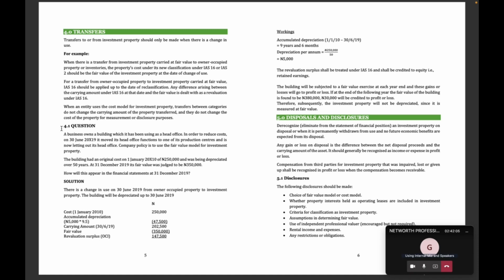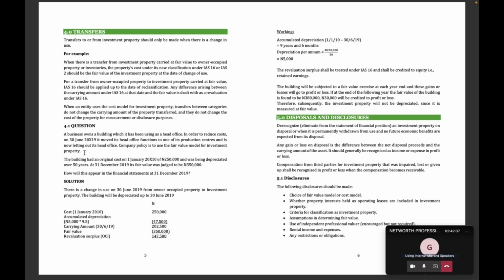If you look at this question, 4.1, it says that a business owns a building which it has been using as head office. In order to reduce costs, on 30th June 2019, it moved its head office function to one of its production centers and is now letting out its head office. Company policy is to use the fair value model for investment property.